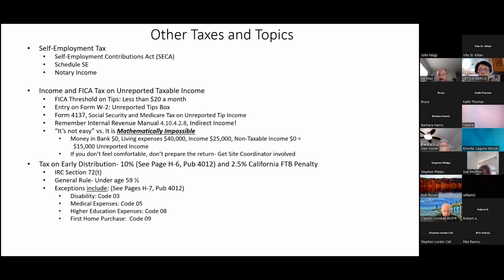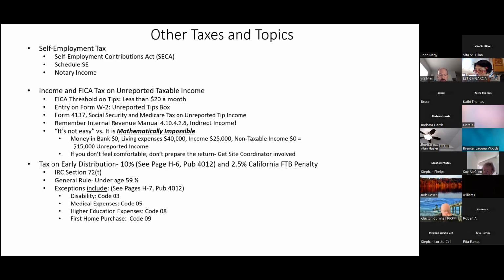So when you take an early distribution from your 401k, let's say, or your IRA, the general rule is there's a 10% federal penalty and a 2.5% penalty. And then, of course, you have to pay income tax on that distribution if it's all tax deferred. So this is very expensive money if you've ever taken a distribution from your 401k as a younger adult. The general rule is if you're under 59.5 and you take that distribution, you're going to be stuck with these penalties. Now, there are a number of exceptions, and those exceptions include disability, medical expenses.